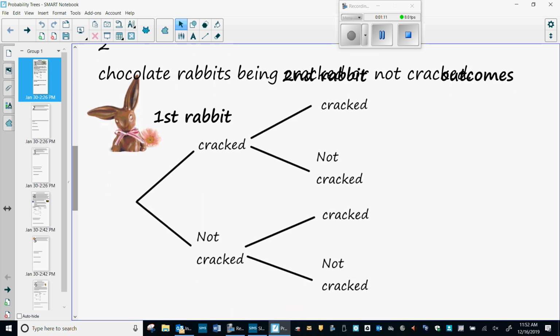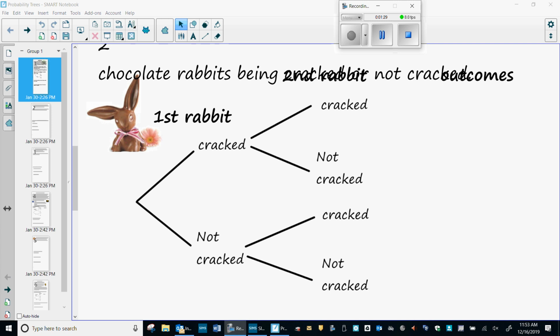So this is our first branch. Okay, so here we've got, remember the branches represent the options. So the first rabbit is either cracked or not cracked. Yes? Straightforward?